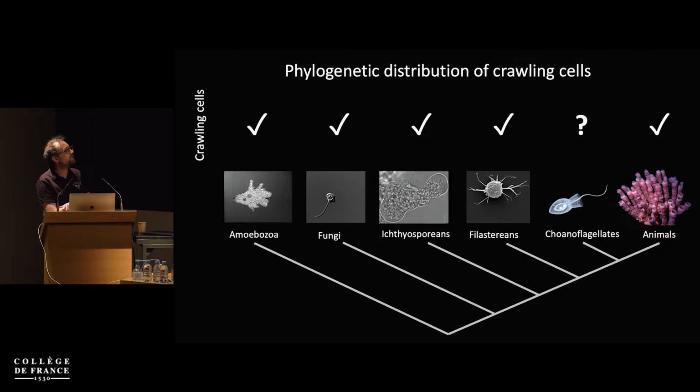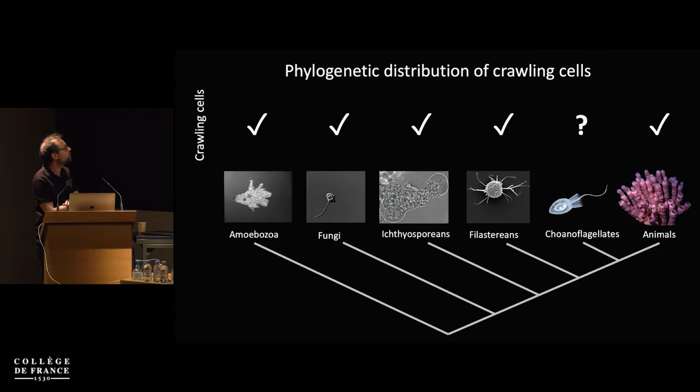And so evolutionarily, if you think about Mechnikov's scenario, it poses a bit of a paradox, because if you assume that crawling evolved from scratch in animals, then it's a bit surprising that a lot of single-celled organisms, even though not choanoflagellates, do have cell crawling which is very similar to the one you see in animals.